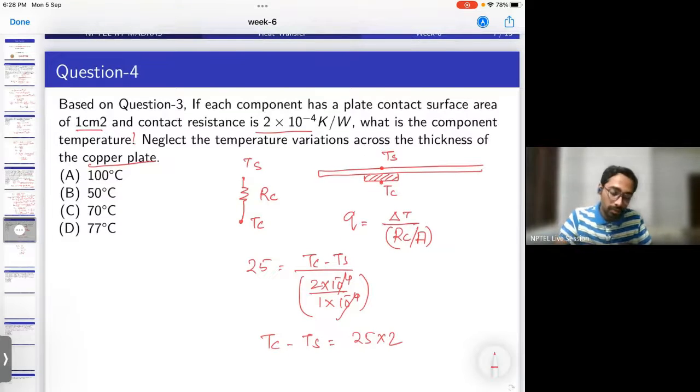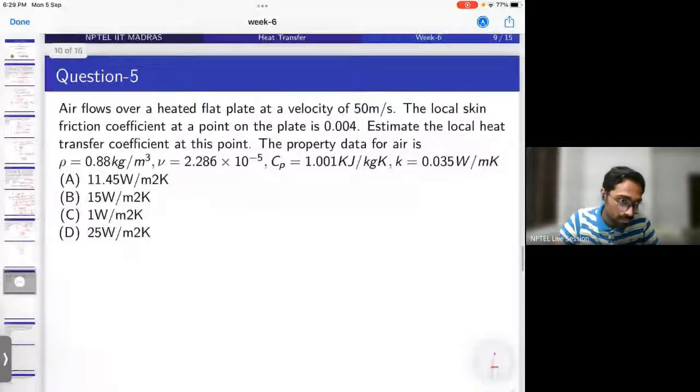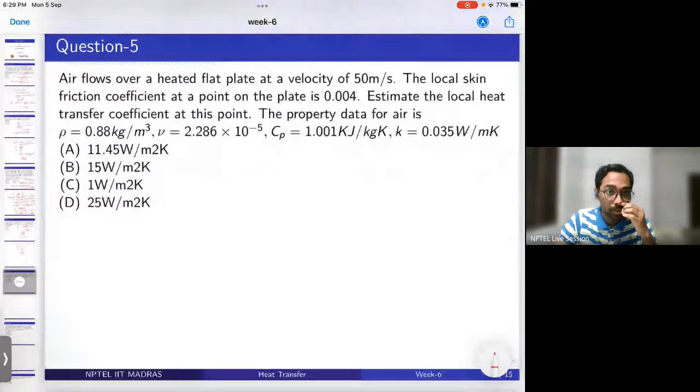Here we are not considering conduction resistance across the thickness of the plate, and also across the component. We are just considering only the contact resistance between the plate and the component. We are neglecting other resistances. I hope this question was also clear to you. So let's move on to the next question.